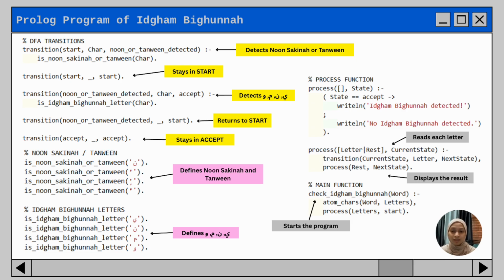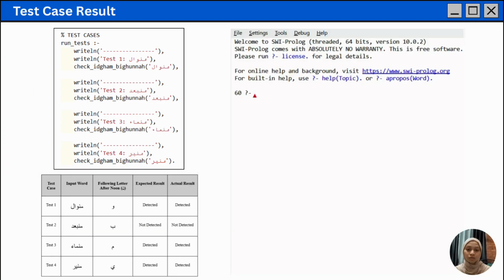If the next letter is not one of the idgham bighunnah letters, the DFA returns to the start state. After reaching the accept state, the DFA stays in that state for any remaining characters. This transition allows the DFA to identify the idgham bighunnah rule when a nun sakinah or tanween is followed by ya, waw, mim, or nun. So this is my output for the test case.